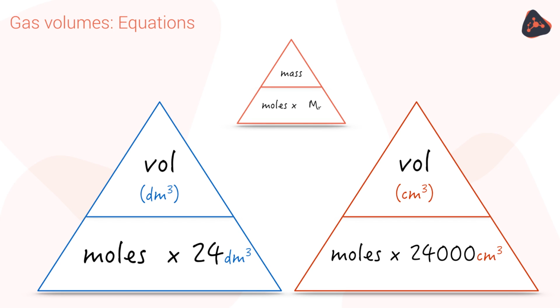Here is a summary of the equations we used today. These ones here at the bottom are the main equations we need for gas volumes. The only difference between the two is that in the blue one we're looking at decimeters cubed, and we can use the red one to calculate volumes in centimeters cubed. Of course, with the more complicated calculations, you might also need to bring back the moles triangle using mass and relative formula mass.